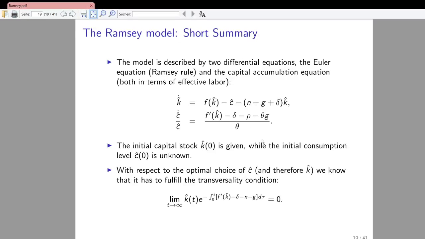Now we summarize the solution for the Ramsey-Cass-Koopmans model. The model is described by the two differential equations, the Euler equation or the Keynes-Ramsey rule for the evolution of consumption per unit of effective labor, so that's the control variable, and the capital accumulation equation in terms of effective labor, which is the state equation. We have an initial condition on the initial capital stock. While the initial condition on consumption is unknown, that's a choice variable, but we have an endpoint condition for capital, so we can solve, in theory, this system of differential equations for the particular solution.